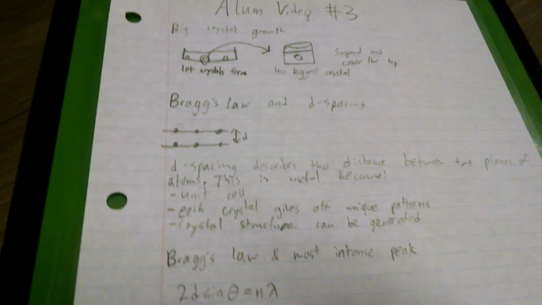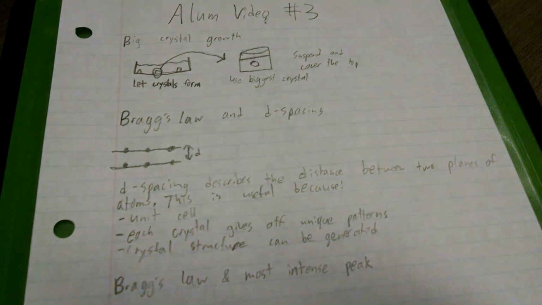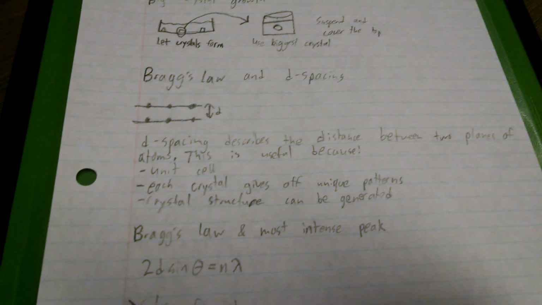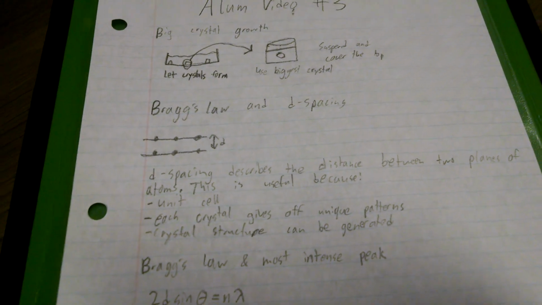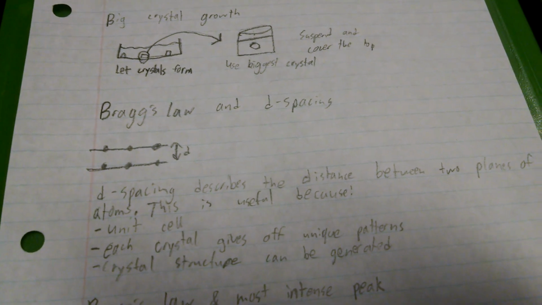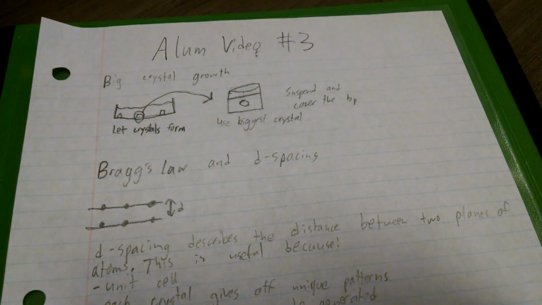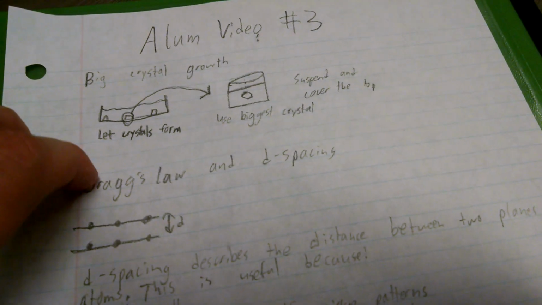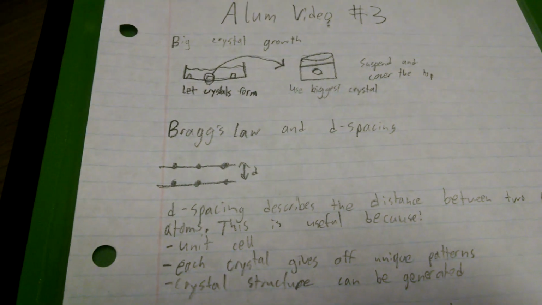One of the problems we were given is how we would create a big crystal, a very large crystal. So the method of doing that would be that you let the crystals form normally as we did here. So you do this. Then you find one of the largest crystals of these smaller crystals, and you take that crystal and you use it as a seed crystal to grow a very large crystal.